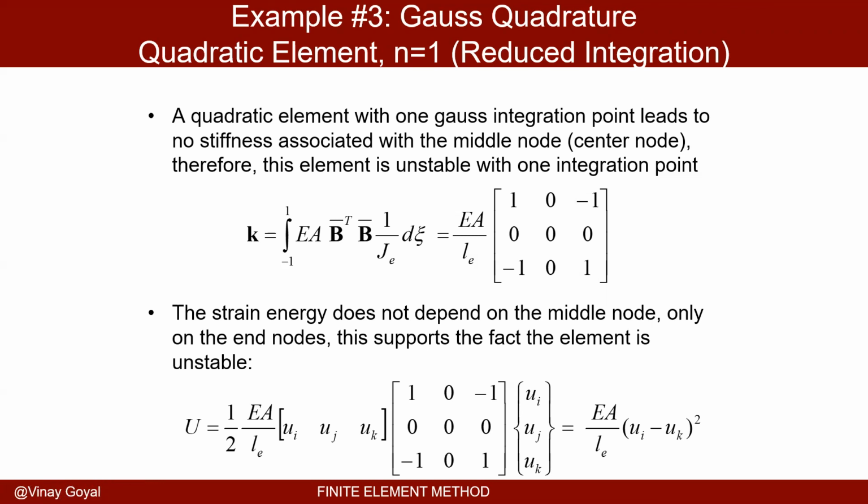The strain energy does not depend on what's going on with the middle node, only the endpoints. So that shows the element will be completely unstable. Actually, you can look at that if you calculate the strain energy for this element. It's only going to depend on the end nodes, which is interesting. This is something that's going to come up later. Reduced integration is used when you cannot integrate the element exactly, and you're trying to use a lower Gauss quadrature integration point.